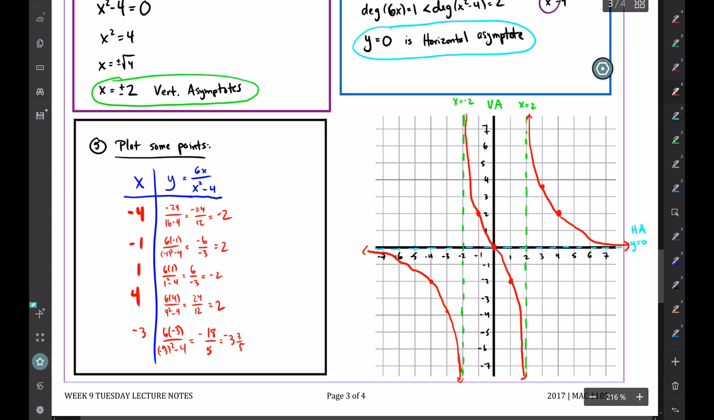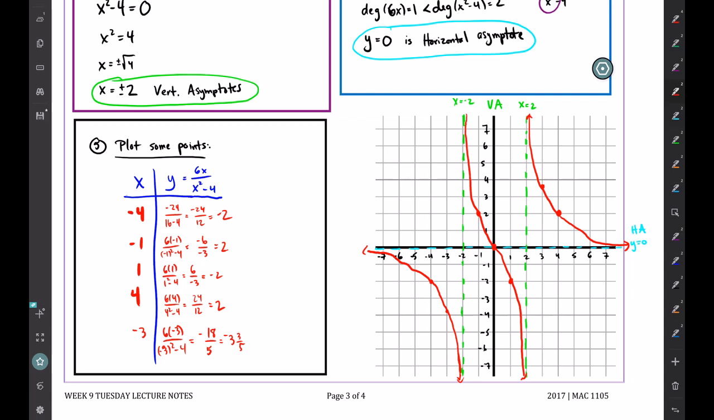Okay, so if you had any doubt, you could just keep plugging in points, and then you'd have more dots to fill.